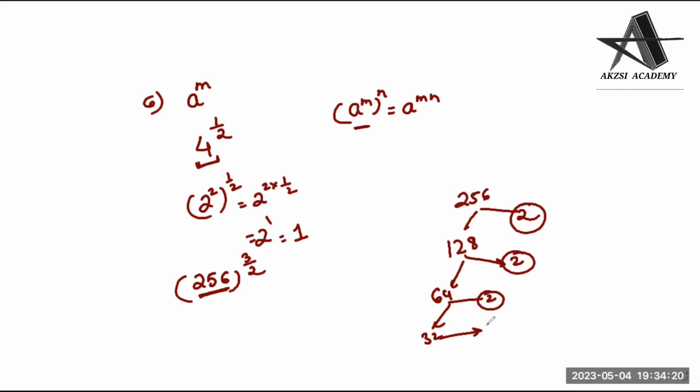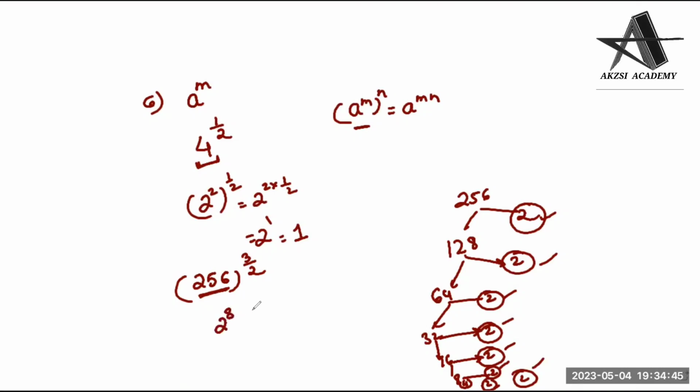Again, the smallest prime number that can divide 32 is 2. 32 divided by 2 is 16. Again, 16 divided by 2 is 8. 8 can be written as 2 into 4. And 4 can be written as 2 into 2. So how many 2's are there? 1, 2, 3, 4, 5, 6, 7, 8. So 256 can be written as 2 to the power of 8.